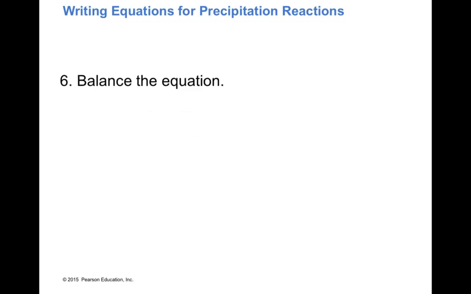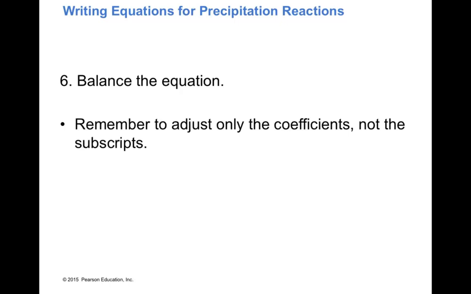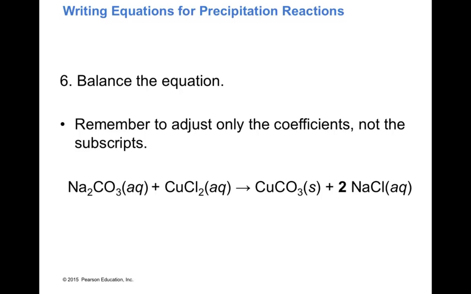And finally, you may balance the equation. Remember to adjust only the coefficients, not the subscript. Okay, so we just need to add any coefficients to balance this equation. In this case, we have two sodium here. We just have one, so that's why we add two sodium chloride.